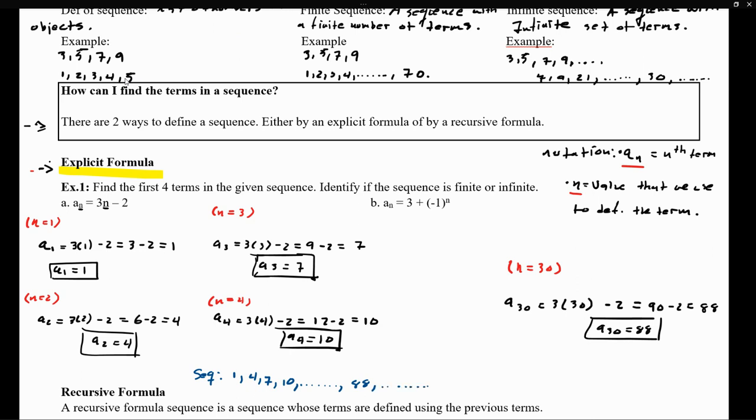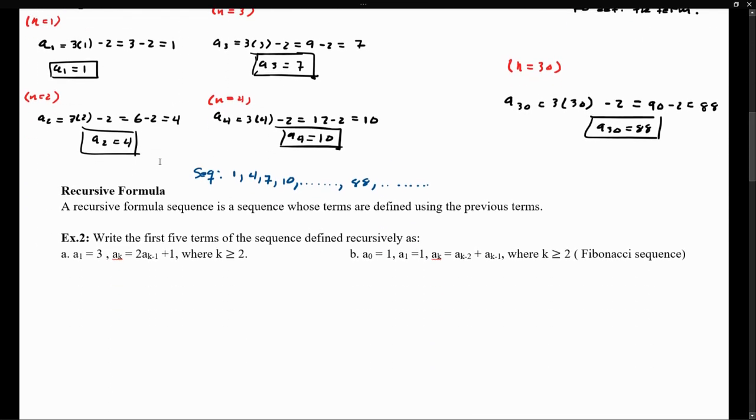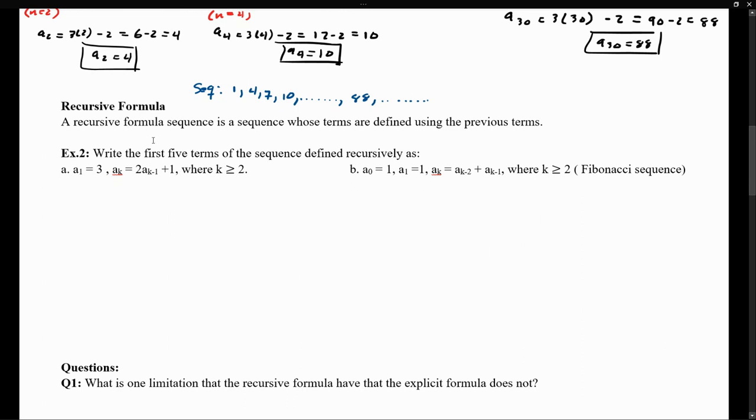Notice that the reason why this is called the explicit formula is because you can explicitly define the terms in the sequence. If you're looking for the 100th term in the sequence, you're just going to have to plug in n to be 100. If you want the 1,000th term, you just got to plug in n to be 1,000. So that's the reason why we call it the explicit formula, because you can explicitly find the terms in the sequence. Now, the same way, we can also define sequences by the recursive formula.